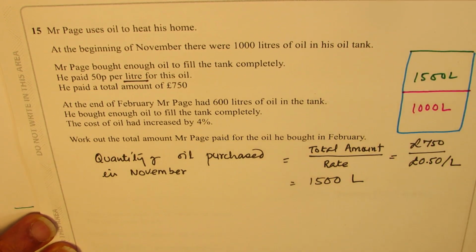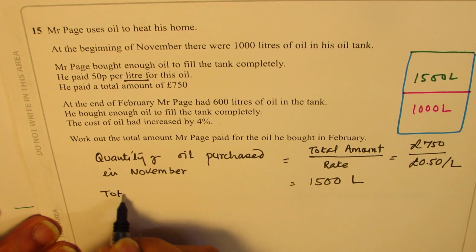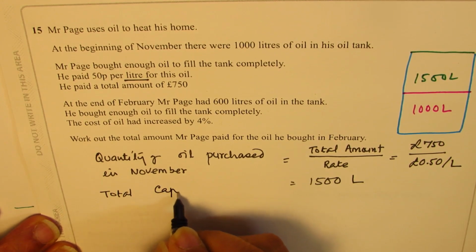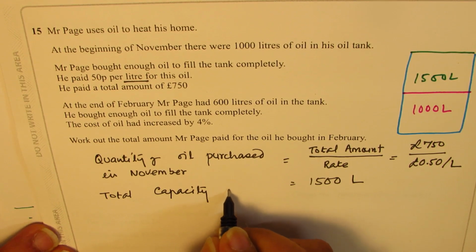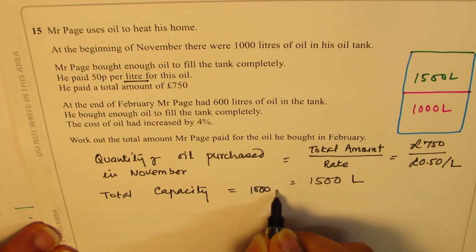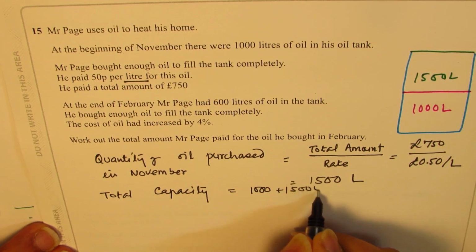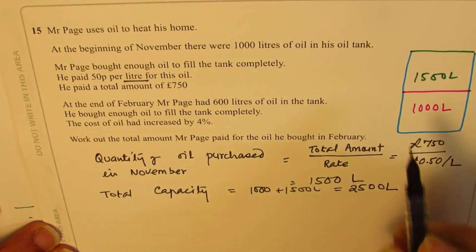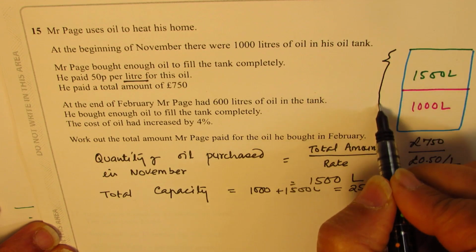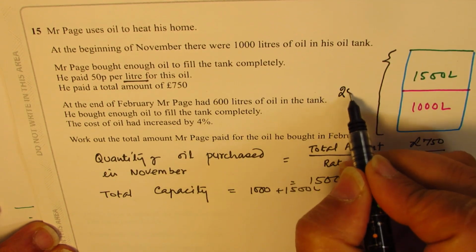Correct. So then that clearly shows that the total capacity is 1,000 plus 1,500 liters, which is 2,500 liters. Clear? So all this is 2,500.